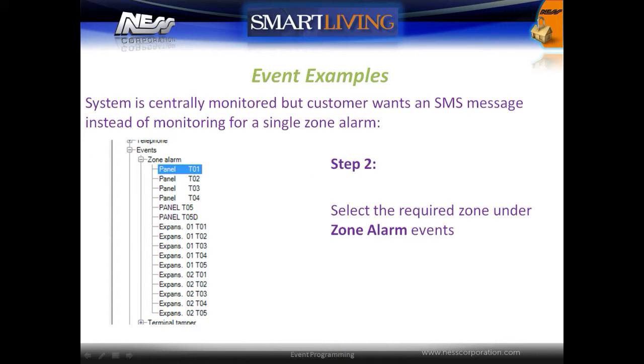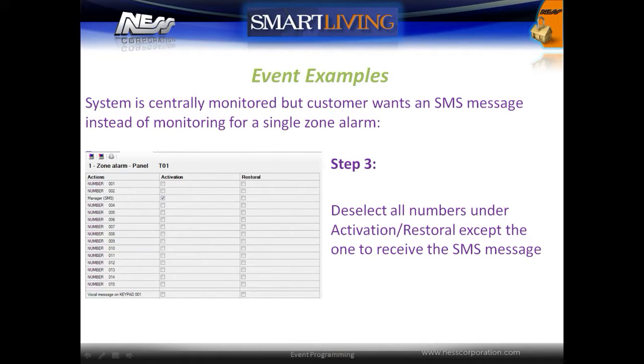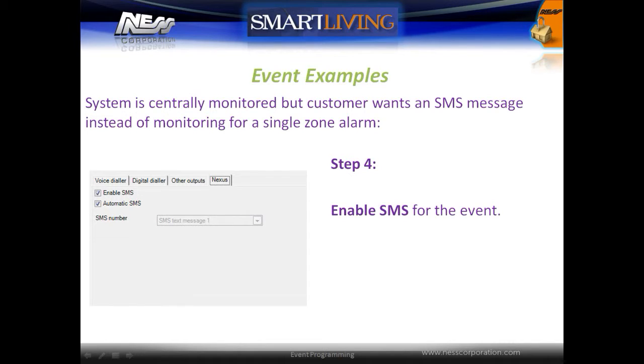The next step is to select the required zone under the Zone Alarm event. Deselect all numbers under the activation and restore except for the one to receive the SMS message. On the Nexus tab, enable the SMS event and ensure the automatic SMS is selected.